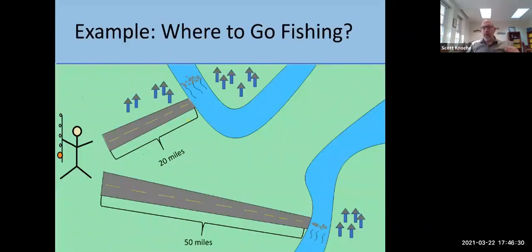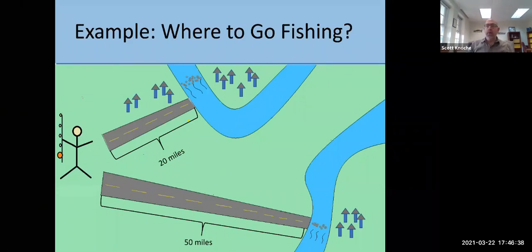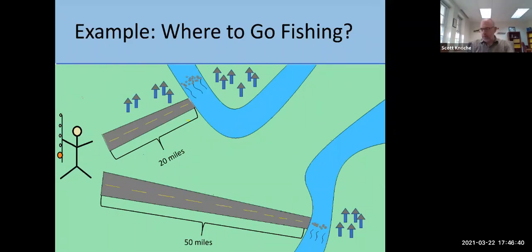But here's maybe a more intuitive example. This is the angler on the left, deciding where to go fishing. One site's 20 miles away, one site's 50 miles away. Well, if you didn't know anything else, you might go to the closer site, right? What if there's a lot more rainbow trout at that site at the bottom? Well, maybe you decide to drive the extra 30 miles and go there.